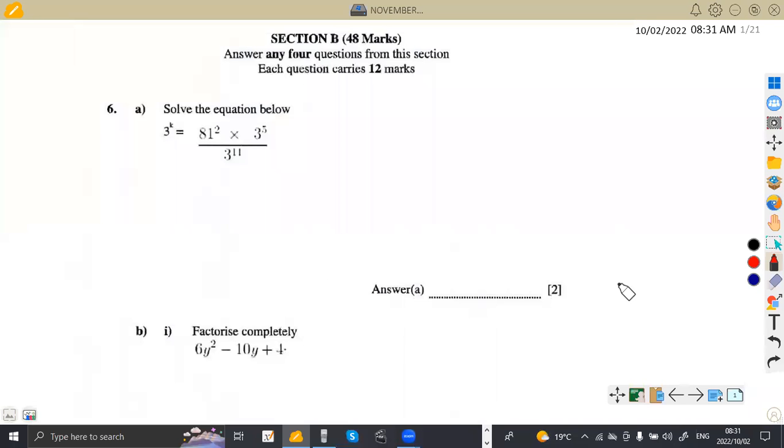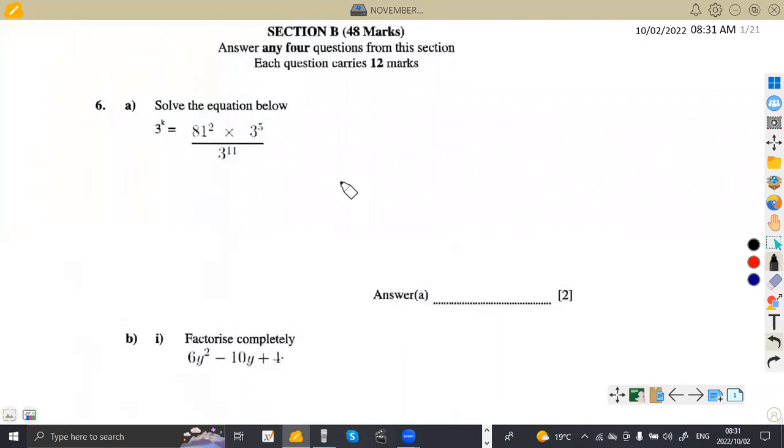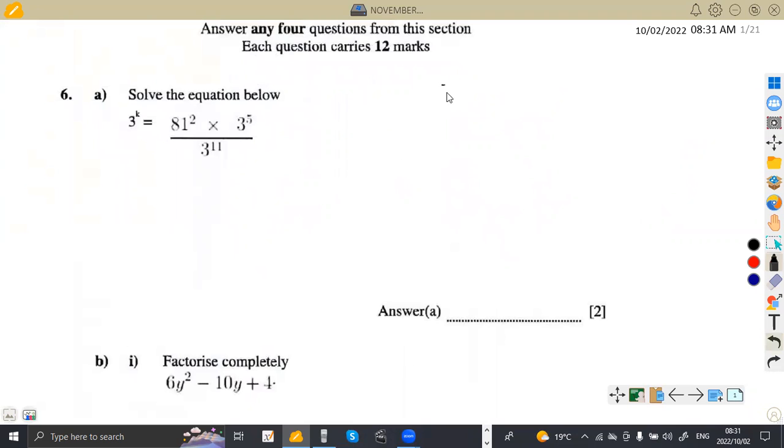All right, so the Section B part, now we are given question 6, first part: solve the equation below. Here we are given 3 to the power of k, which is equal to 81 to the power of 2 times 3 to the power of 5 over 3 to the power of 11. On this one, guys, we have to write in terms of the same base. That is the only way you can solve these typical questions.